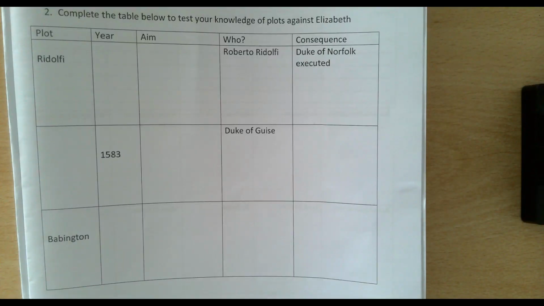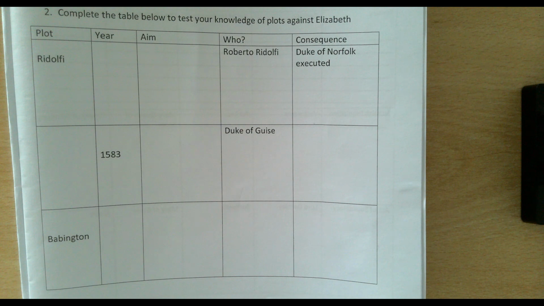Okay, and here we come to the plots, or the foreign plots against Queen Elizabeth. We've got 3. I have added some information. So we are looking for a missing name of the plot here, looking for the year of 2 plots. For each of the plots, we're looking for the aim. Bit of a clue, it's fairly simple within each one, but there are subtle differences. And the who column is important, because there is a slight change of focus.